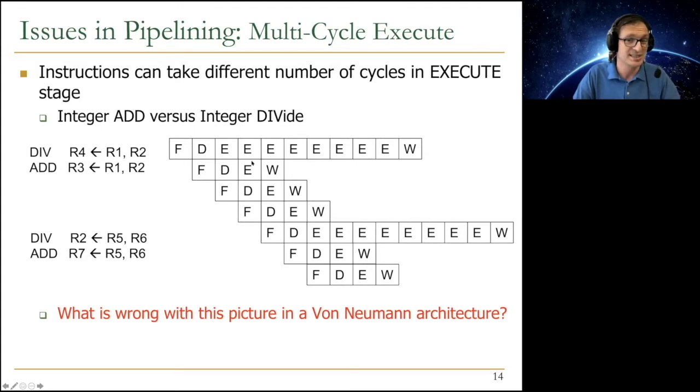Basically, this second instruction writes to the register file before the first one writes to the register file. In fact, not only that, the third instruction also writes to the register file before the first one does. The fourth instruction writes to the register file before the first one does. The sixth one and seventh one write to the register file before the first one does. So basically, we're updating the architectural state out of order. And clearly, that's not allowed in a von Neumann architecture.